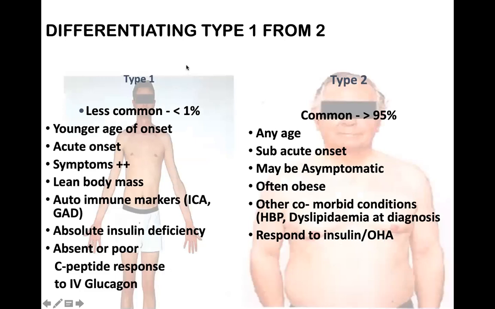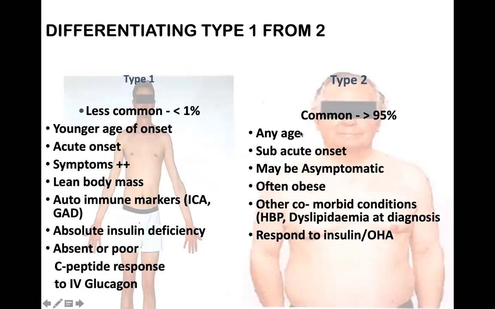So just one more slide to talk about type 1 versus type 2. You can see that type 1 is very uncommon. As I said last time also, type 2 is pretty common. Most of the diabetes we will see is type 2. Doesn't mean that other types don't exist.